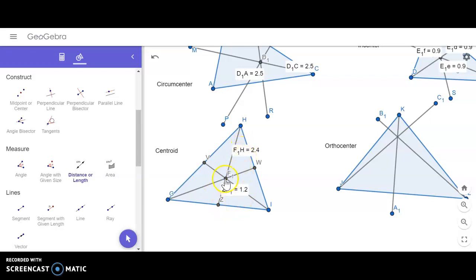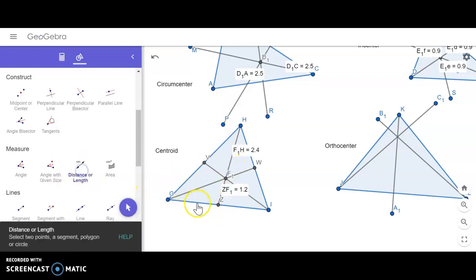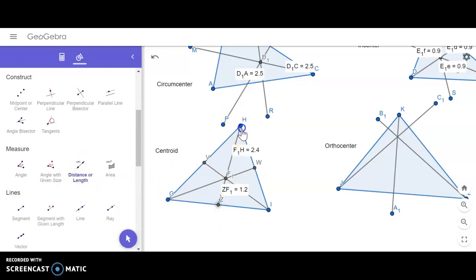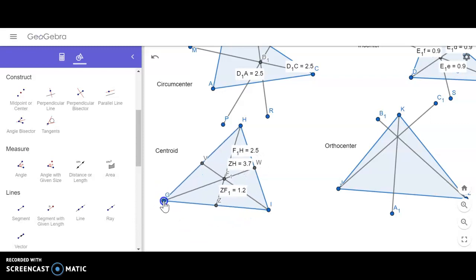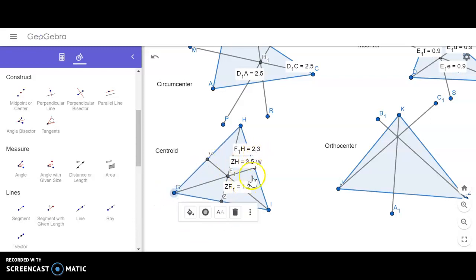But we can also look and say this is 1/3 of the entire thing. Because if I go the entire length from Z to H, it's 3.7. Rounding issues, 3.6. But no matter where I move these, it'll always kind of be that same idea. This is half of this, and this is 1/3 of that. That's what the centroid is going to do. That's the equation that you guys are looking for.